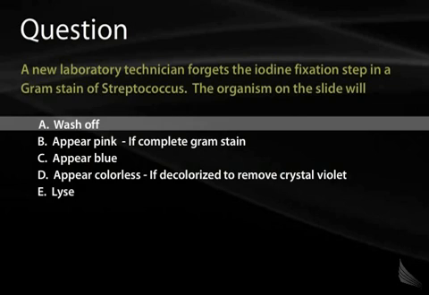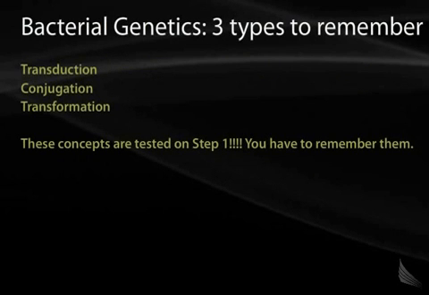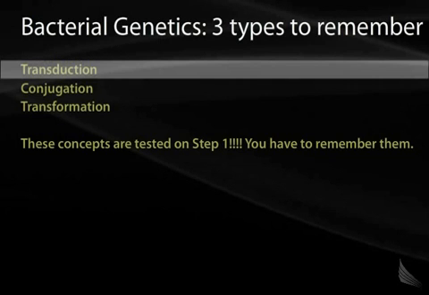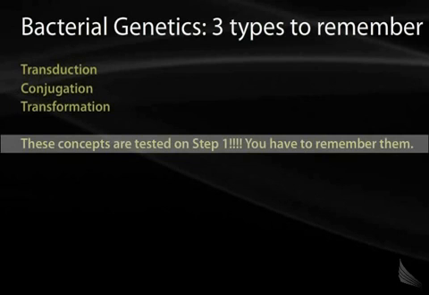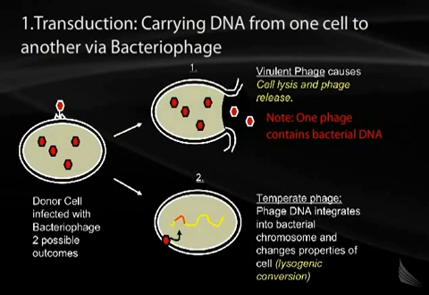Let's talk about bacterial genetics. There are 3 types to remember. First, you have transduction, conjugation, and transformation. These concepts are frequently tested on Step 1, and you'll have to remember them. Transduction, you'll need to remember, is carrying DNA from one cell to another via a bacteriophage.